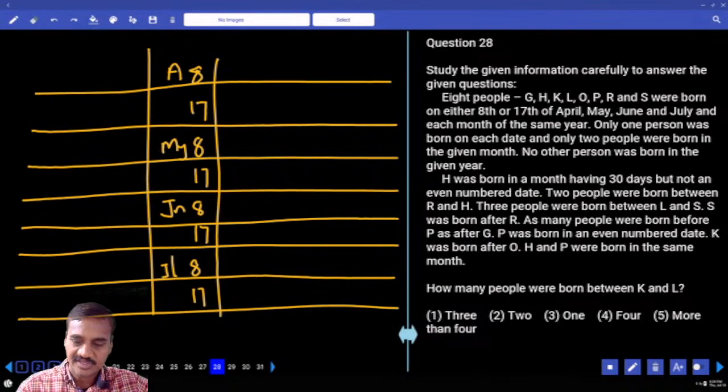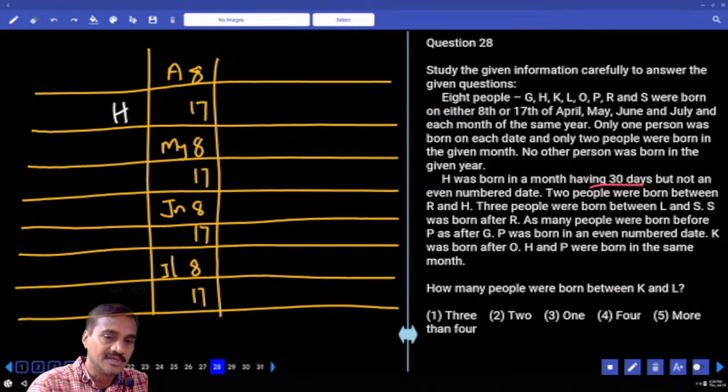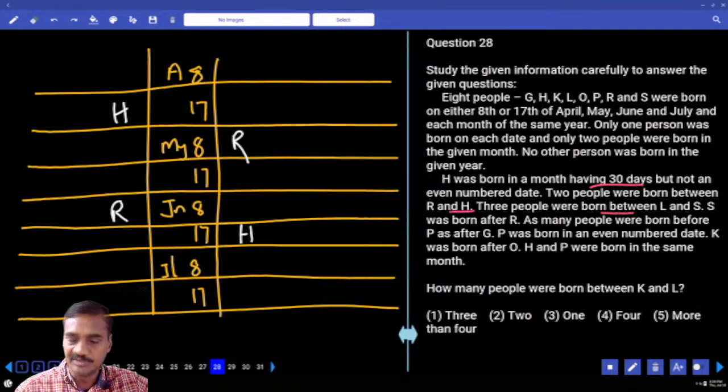H was born in a month having 30 days. Now how many possibilities? 2. H can be either the 17th of April or the 17th of June. How many possibilities? 2 possibilities. And 2 people between R and H, here R is here. Now in this case R is here. And 3 people between L and S.